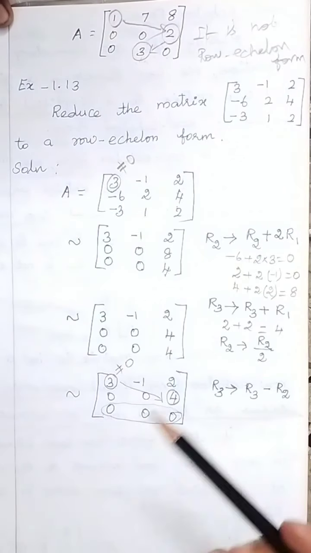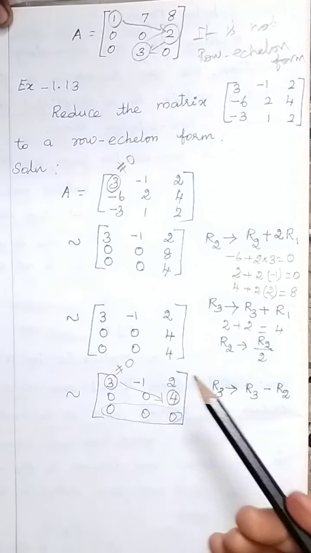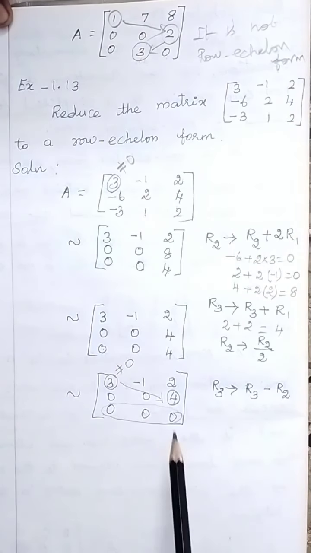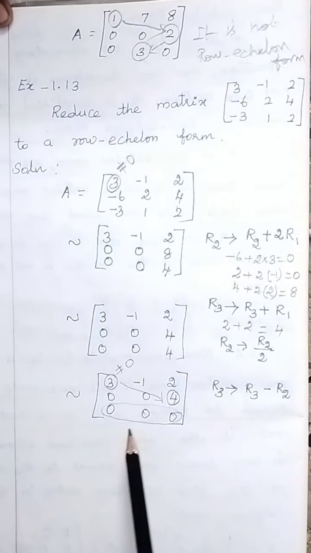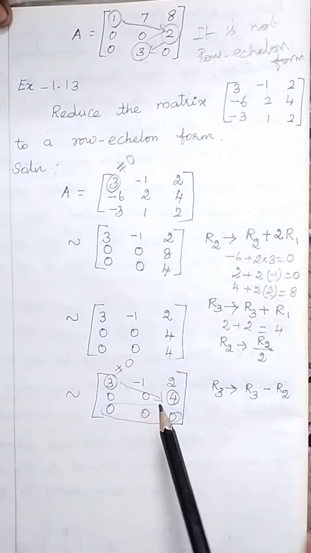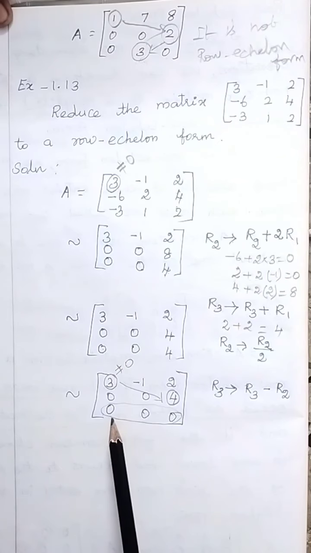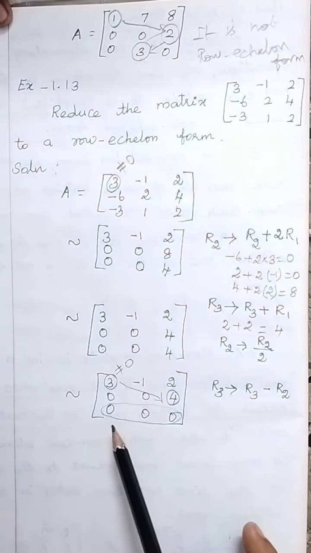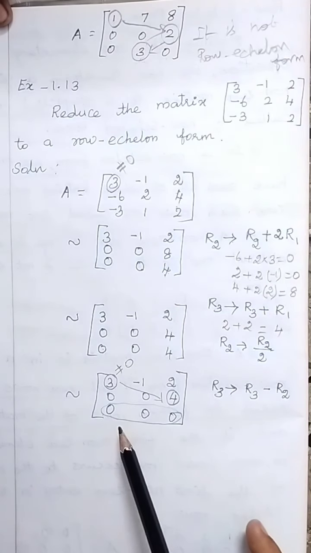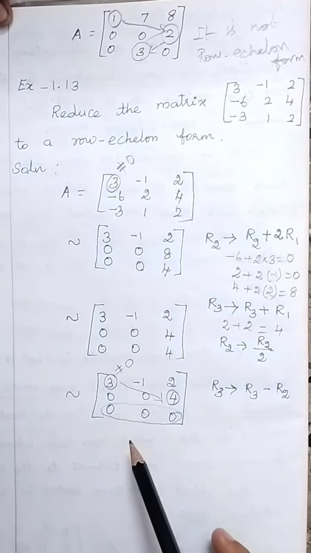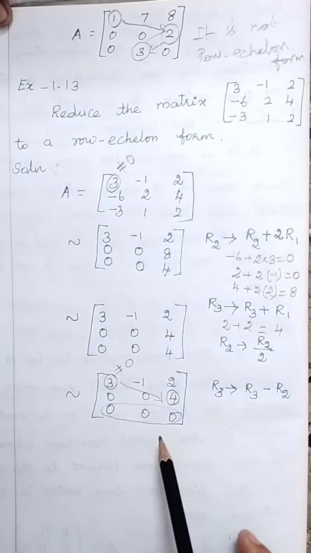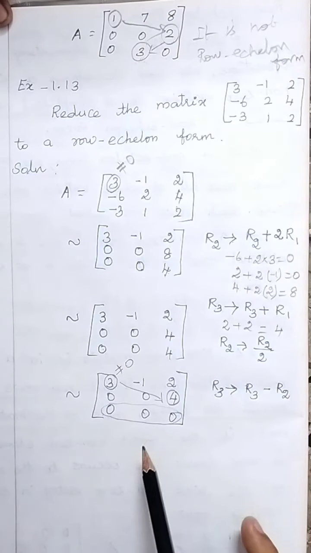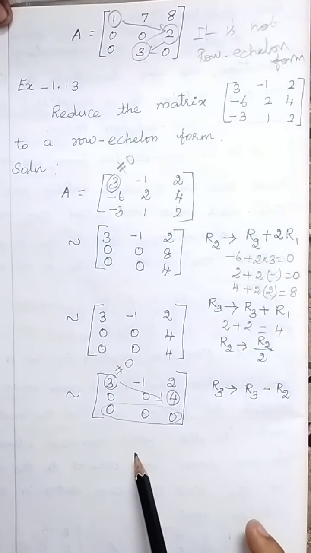Now we obtain the reduced row echelon form. Do you understand, girls? This is very, very important one, because this row echelon form is useful to solve the system of linear equations and finding the rank of the matrix. So you practice well, give more attention to this topic, right? Do you understand?